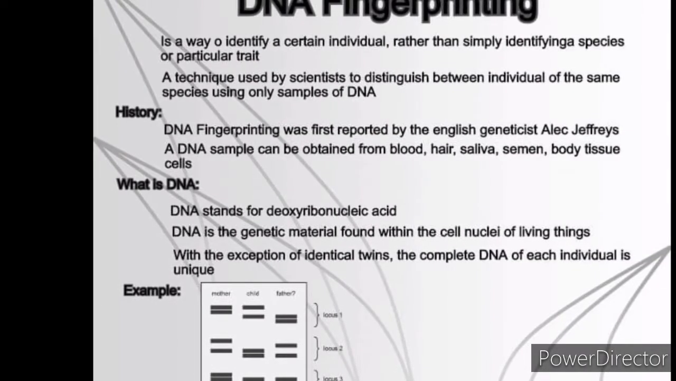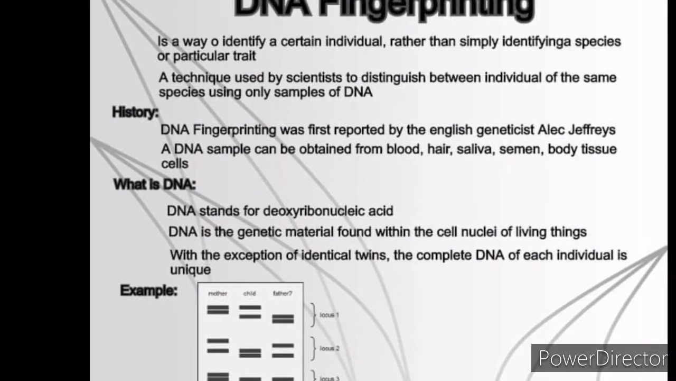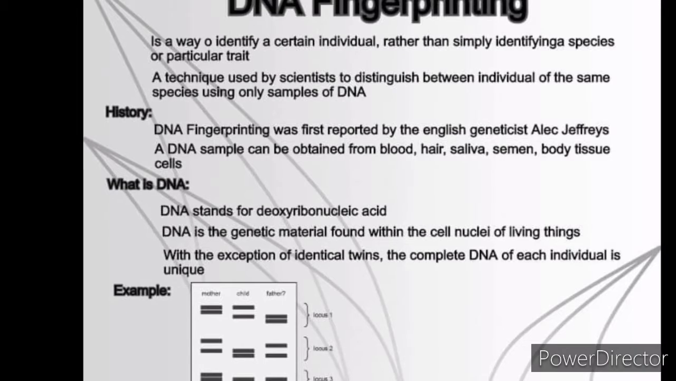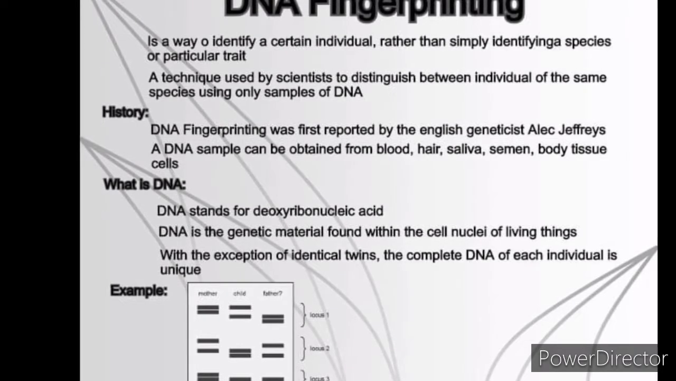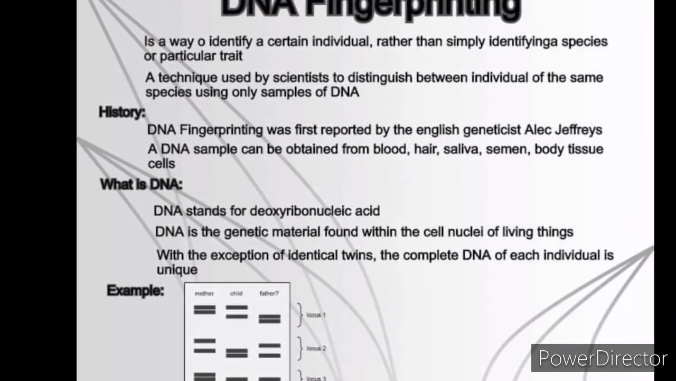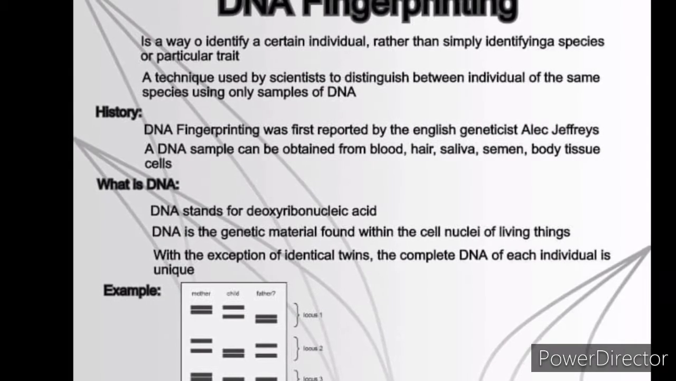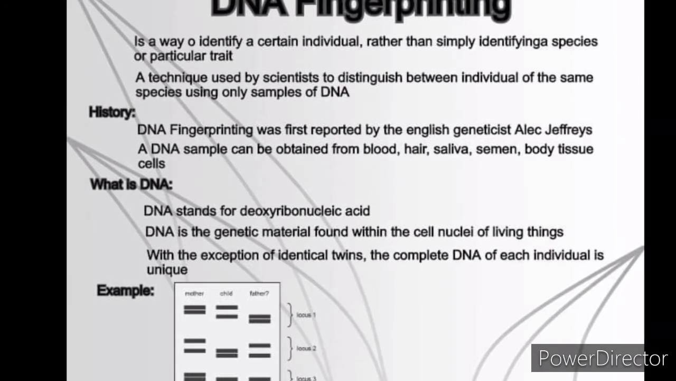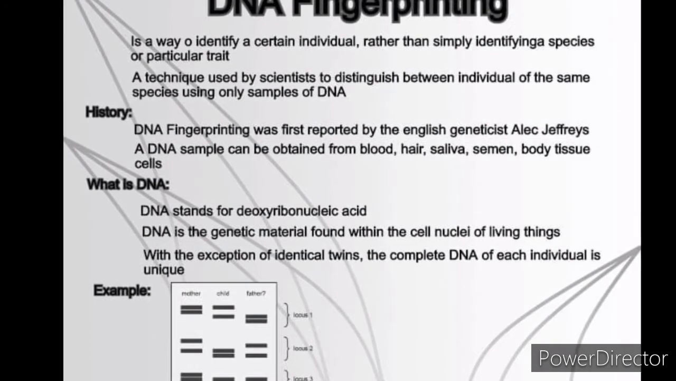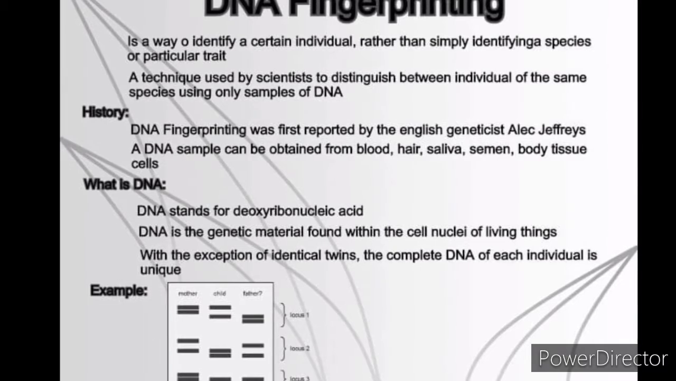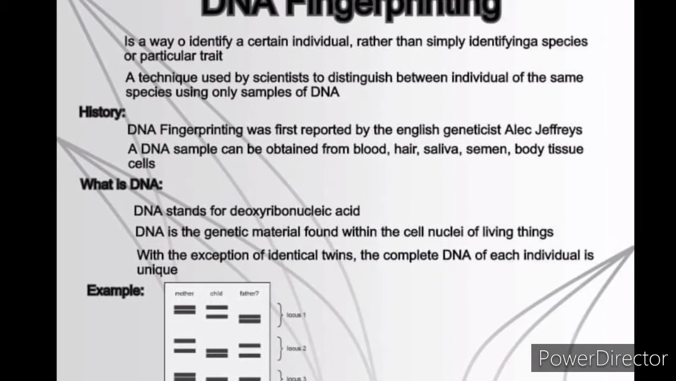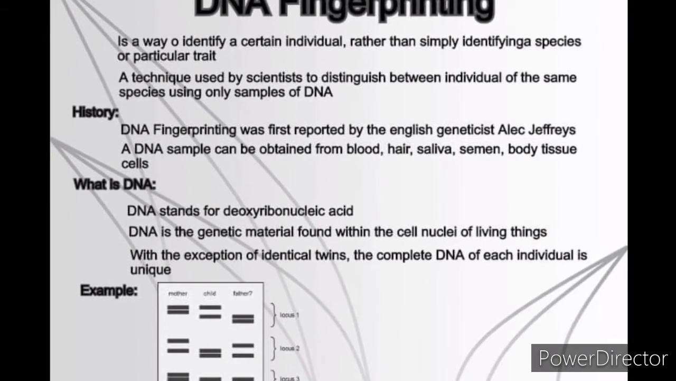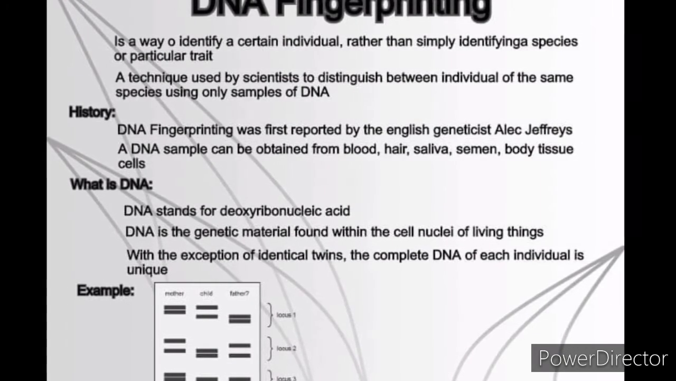DNA fingerprinting. DNA fingerprinting is a way to identify a certain individual rather than simply identify the species or a particular trait. It is a technique used by scientists to distinguish between individuals of the same species using only samples of DNA. History. DNA fingerprinting was first reported by the English geneticist Alec Jeffreys. A DNA sample can be obtained from blood, hair, saliva, body tissue, and cells.